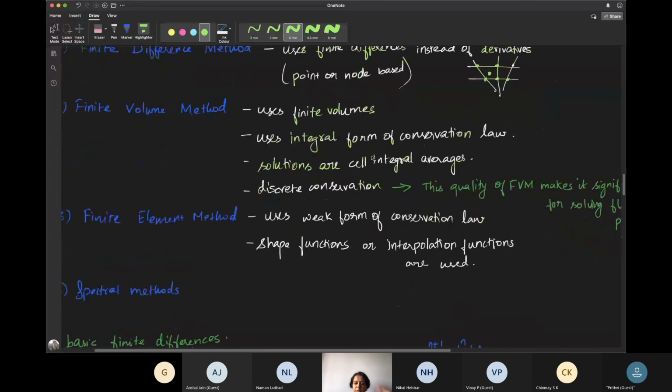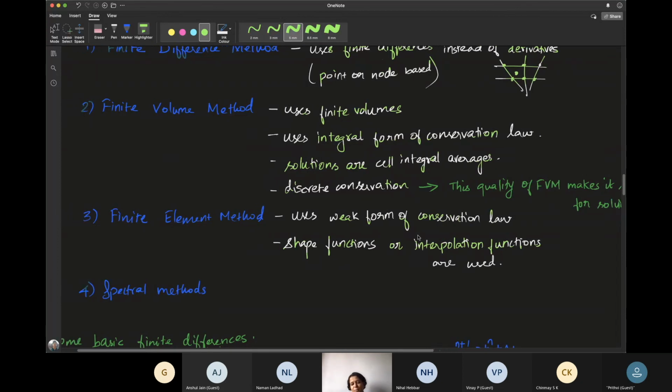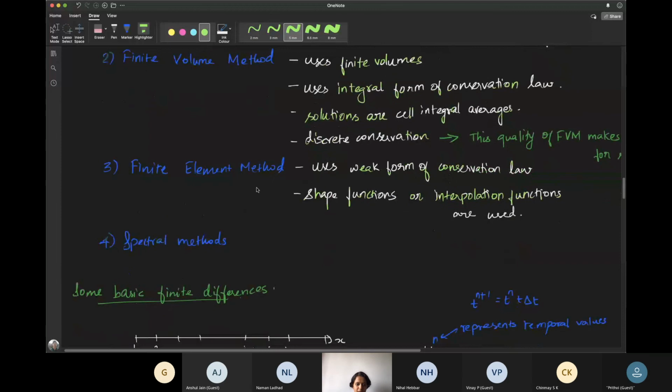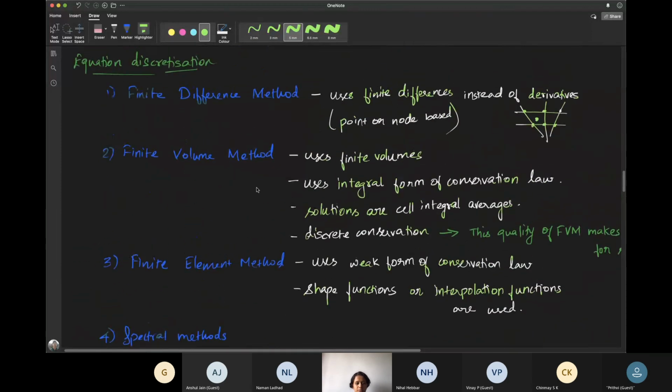Next is the finite element method. This uses the weak form of conservation law. We have seen the weak form. That is, we use a test function to convert the PDE into weak form. And then for this weak form, they use shape functions or interpolation functions. The test functions that we used are also like shape functions only. That is, your shape functions are some test functions. Then we have something known as spectral methods. So these are the main methods used in equation discretization.